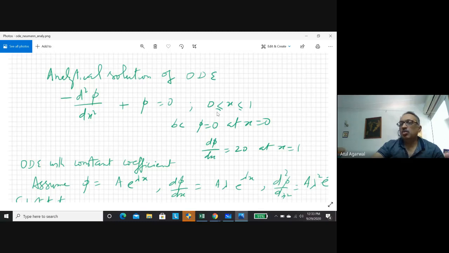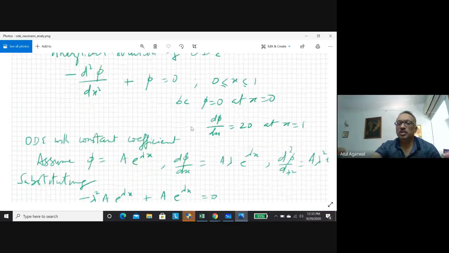This kind of boundary condition is called Dirichlet boundary condition. I will explain later. And this is called Neumann boundary condition, where you give the derivative of your dependent variable. Here you are giving the direct value of that dependent variable. So this is Dirichlet boundary condition, this is Neumann boundary condition. So this is an ordinary differential equation with constant coefficients.